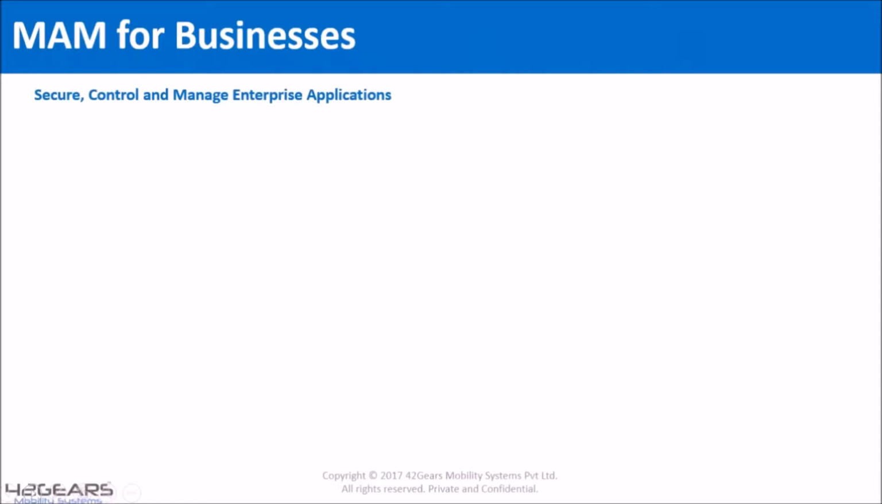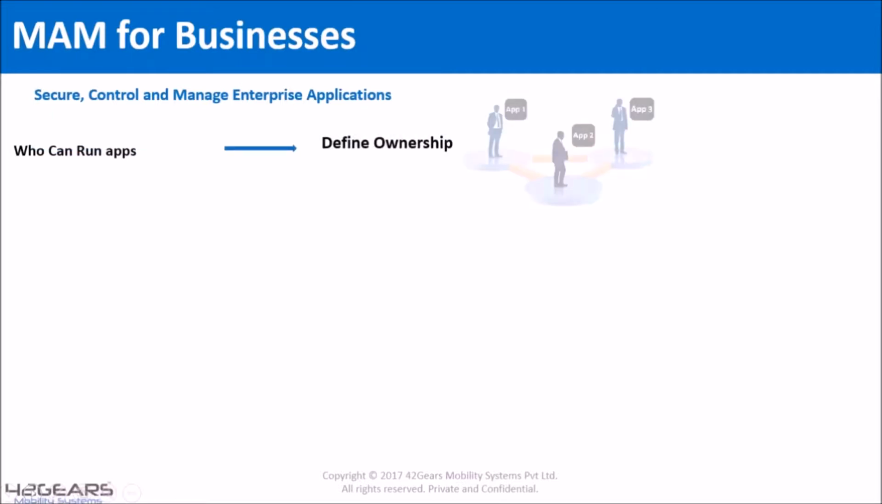Let's now move on to MAM for business. Mobile application management allows a company to secure and manage enterprise apps. Using a MAM solution, an enterprise can define who has access to a particular app and who doesn't. This allows the admin to ensure that employees can only download apps that are pre-selected for them from the App Store. Business can enhance the authority and limit access as per hierarchy structure.